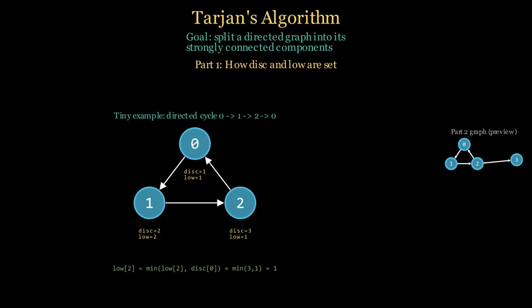Relax the edge from 2 back to 0. 0 is already on the recursion stack, so this is a back edge. Update low of 2 to the minimum of its current low and the discovery number of 0, min of 3 and 1 is 1.